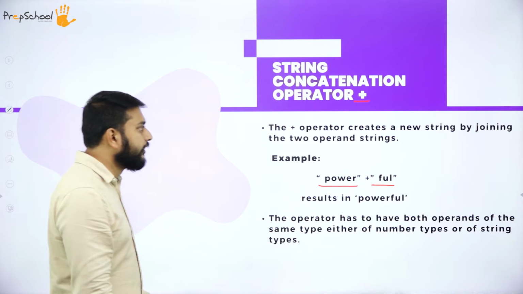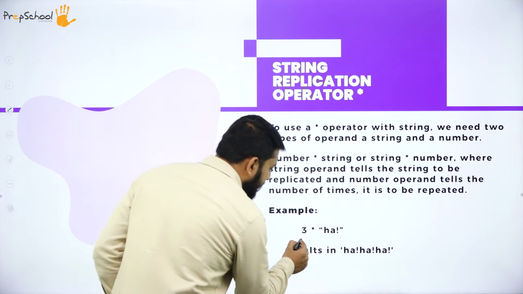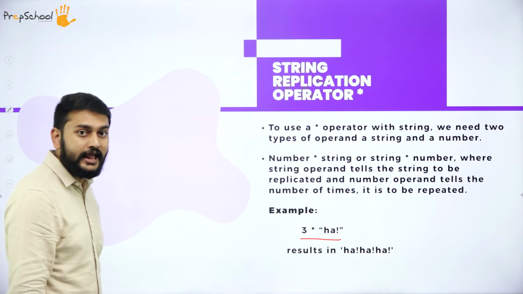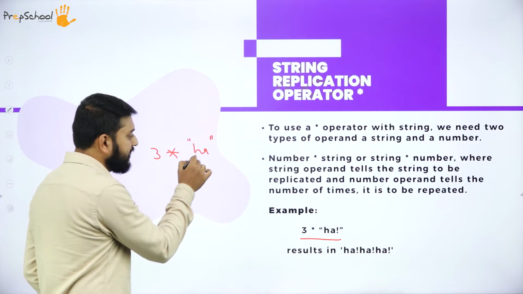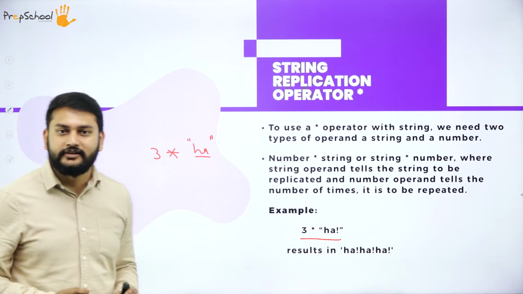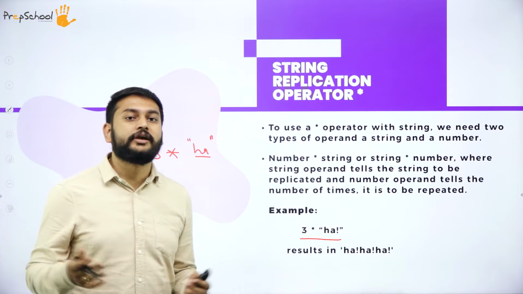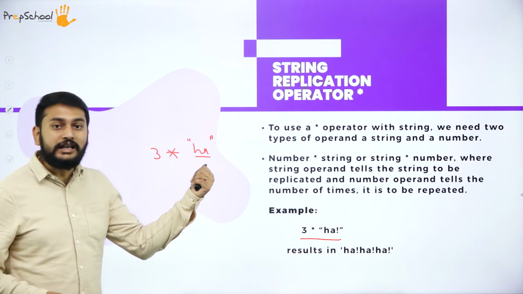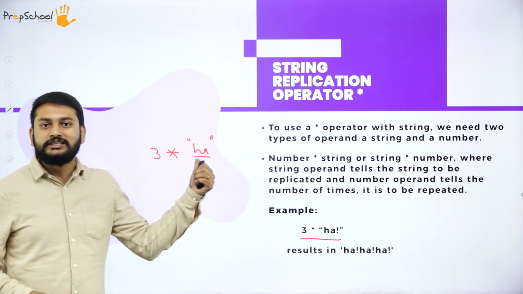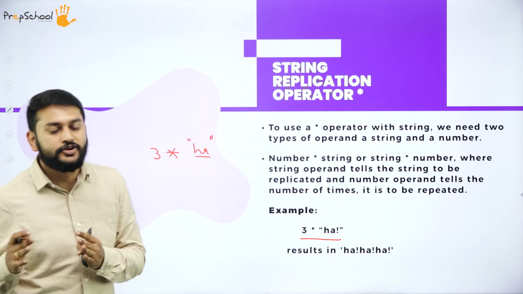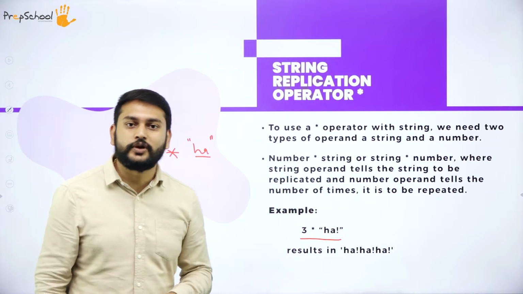Moving on to the next one, the replication operator. Please observe this. We have 3 into HA, so 3 times HA will be printed. This is how the replication operator works. This value will be multiplied with this string, so this many times the string will be printed. That is what you have to understand.